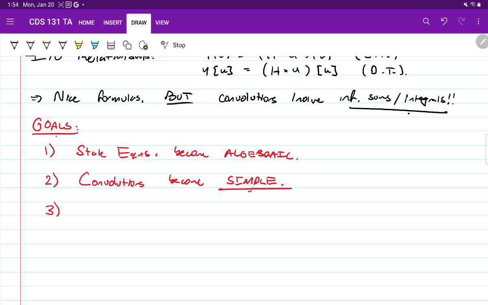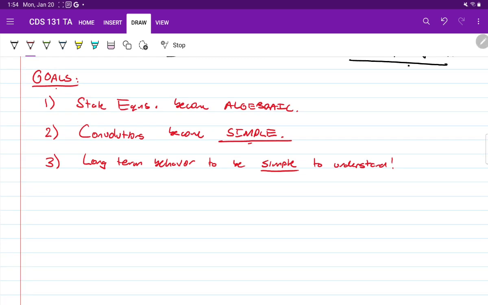Now third, this is looking more towards the future of the course, but I'll say it now. What else do we want? We want the long-term behavior to be simple to understand, okay? We want to just be able to look at these transformed objects and, with very minimal work, be able to tell what this system is going to be doing as time gets large. And along those lines as well, we want simple interpretations. Basically, almost from inspection, we should be able to tell what our system's going to act like.